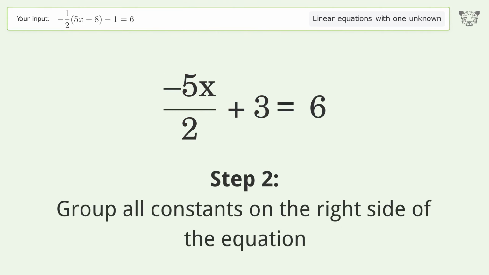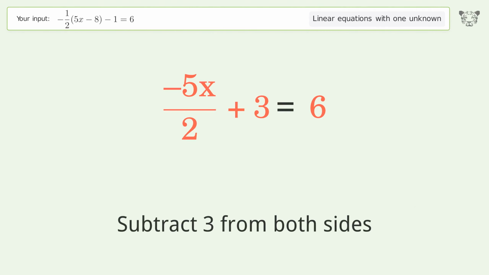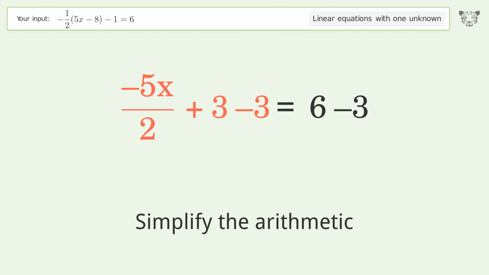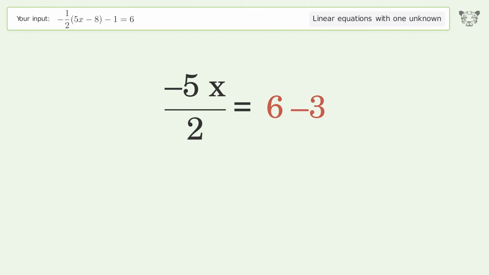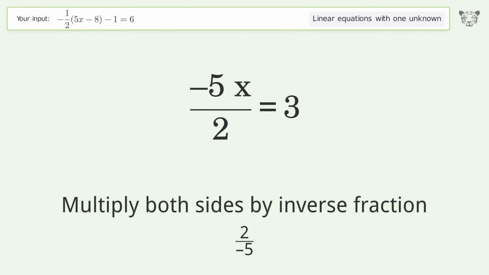Group all constants on the right side of the equation. Subtract 3 from both sides. Simplify the arithmetic. Isolate the x. Multiply both sides by inverse fraction 2/5.